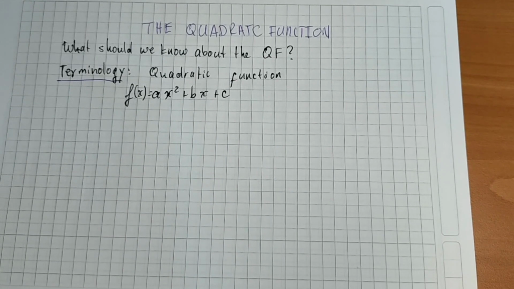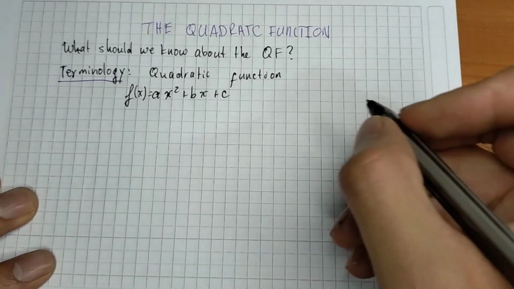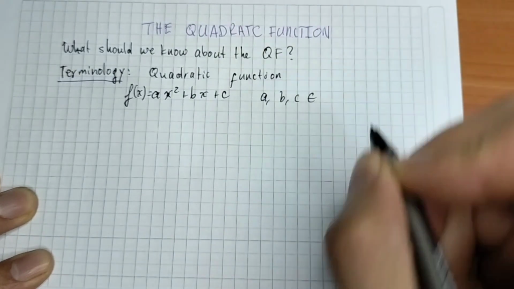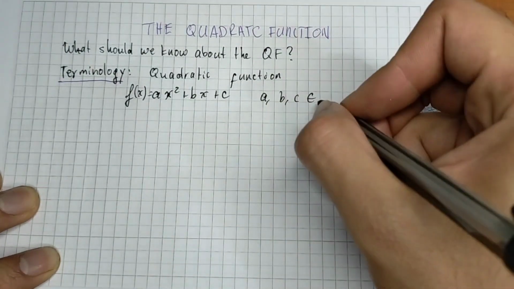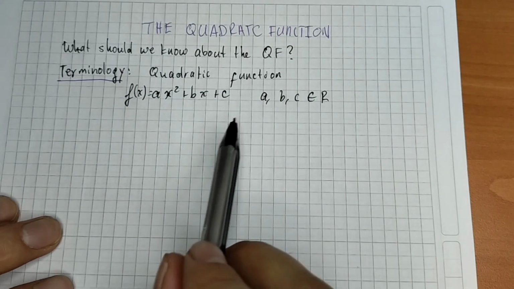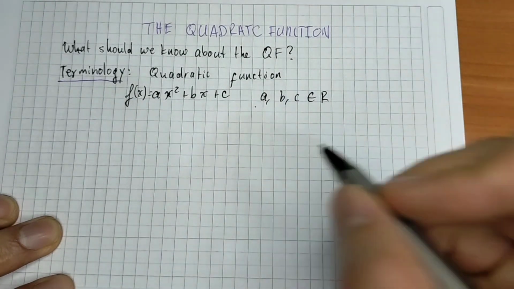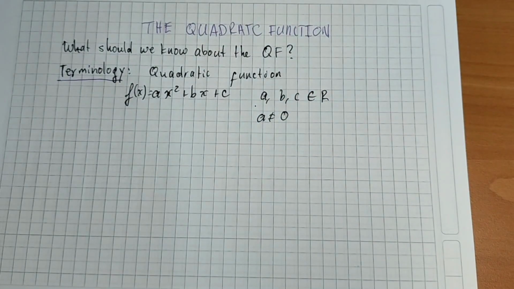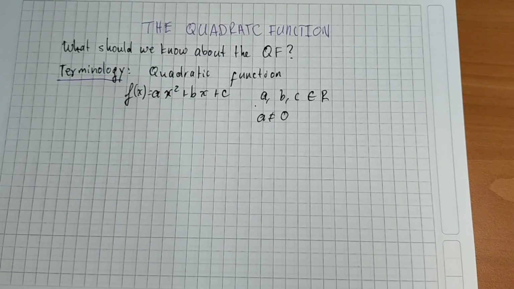There are some requirements that we need to fulfill in order to make sure that this is actually a quadratic function. These are that a, b, and c should belong to the set of real numbers. And also, something very important is that the value of a is different to 0. A specifically needs to be different to 0. B and C can be equal to 0. They can have null values, but that's not the case for the value of a.